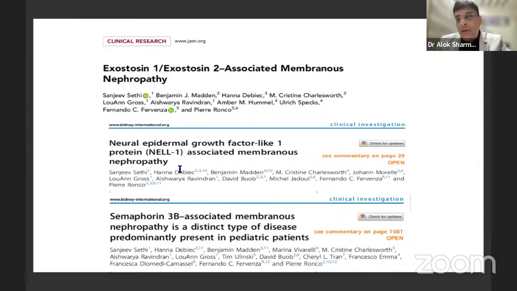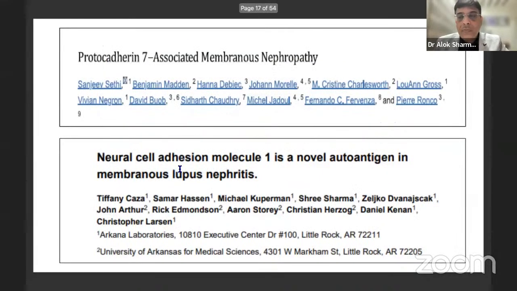Then there was an intriguing curiosity about children developing membranous nephropathy. We had no answer as to why, or what is happening to these small children, 2, 3, 4, 5 years of age, developing a disease which is actually more prevalent in a much older population. So there was something different in these kids. And we discovered that semaphorin 3B is one of the most important target antigens in pediatric membranous GN.